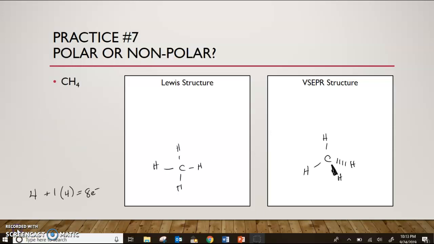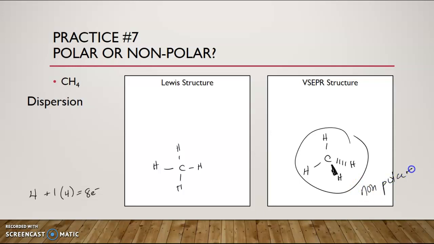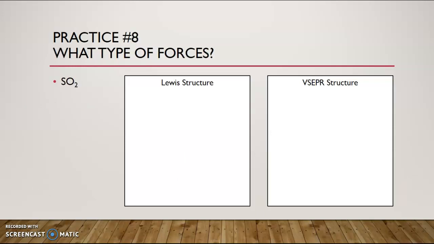Try this one. Okay, we've drawn the structures out here. Notice that when I get my VSEPR structure out here, I only experience dispersion forces because this is nonpolar. So again, because it is a molecule, I am going to experience dispersion forces, but because it's nonpolar, I'm not going to experience any other forces. Okay, let's try this one, and I think this is the last example that we have time for.